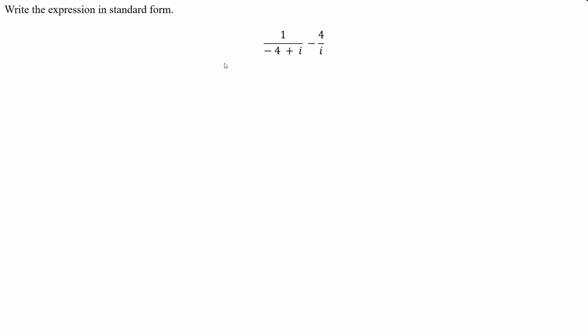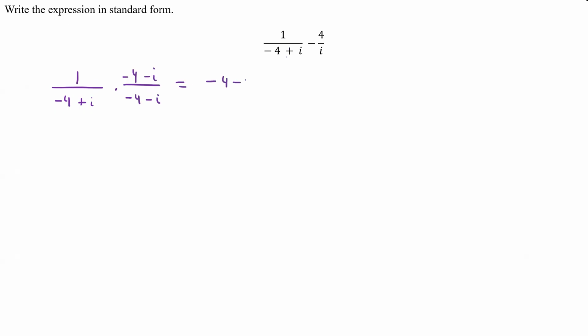All right, so here we again have to write this in standard form. So let's first multiply by the complex conjugate of both of these and see what we have. So we have 1 over 4 plus i. Let's multiply by 4 minus i over 4 minus i. So when we do that, we get what?